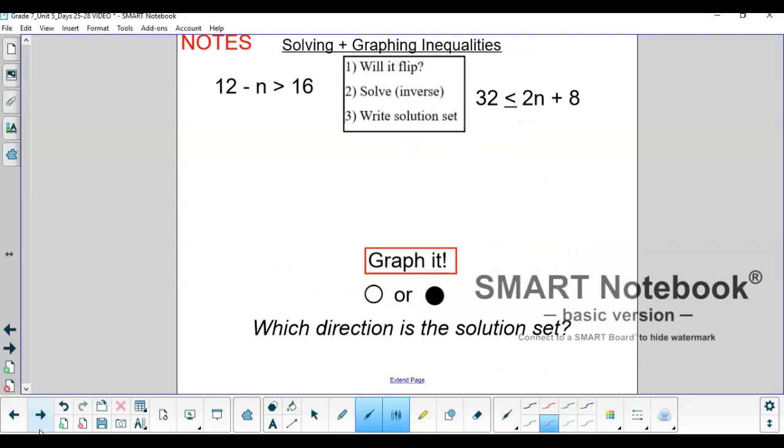All right, here's a couple examples that I'm going to go through everything with you. I'm going to solve it, I'm going to write a solution set, and then I'll eventually graph them down below. So again, the first thing that I want to do is always break these into a left side, right side through the inequality sign. So I have 12 minus 1m is greater than 16.